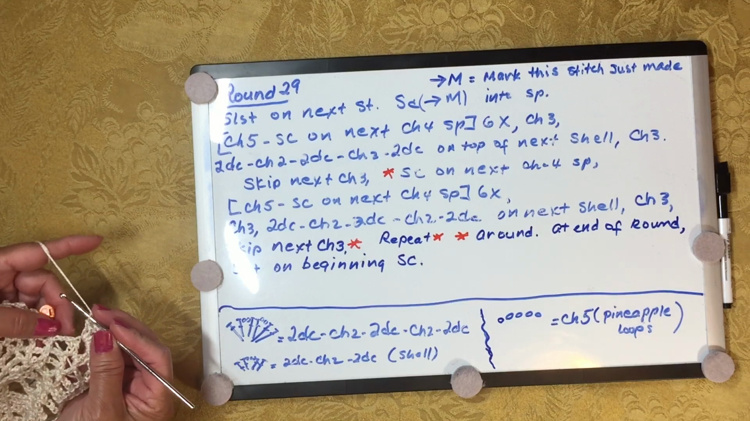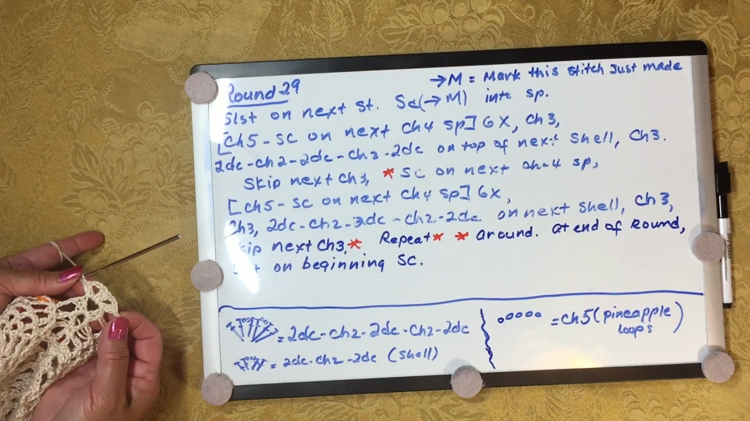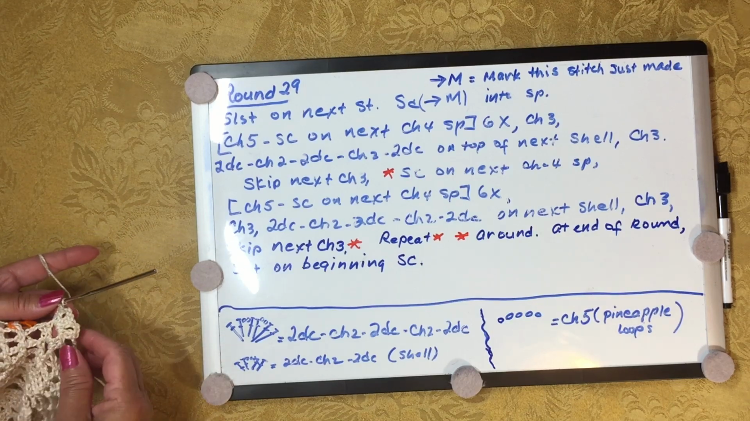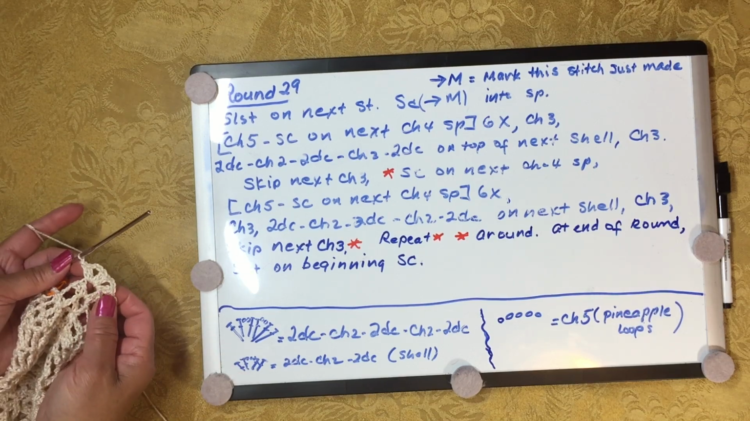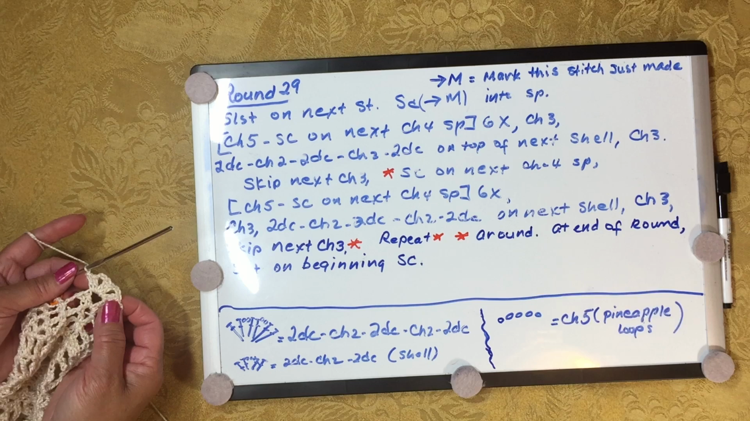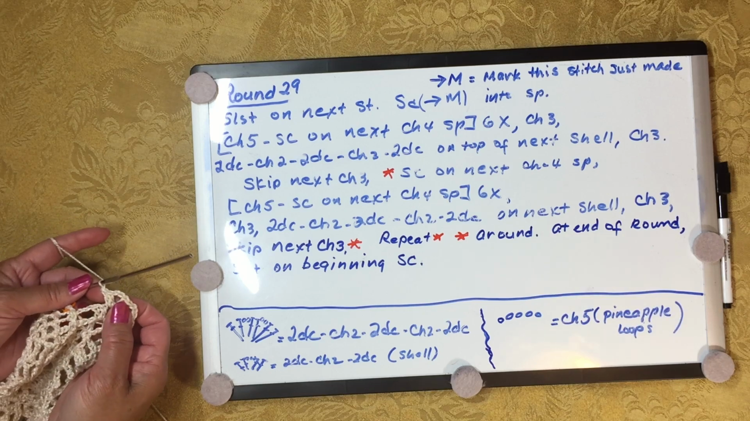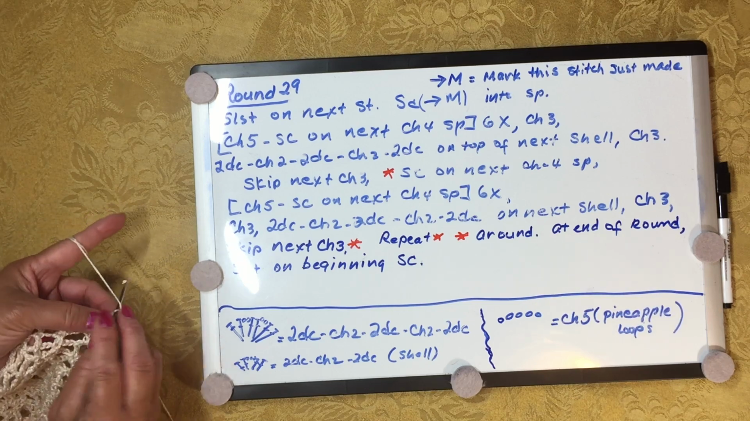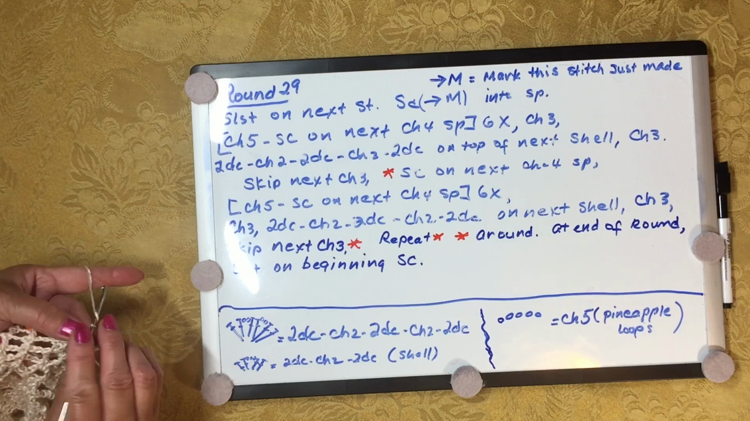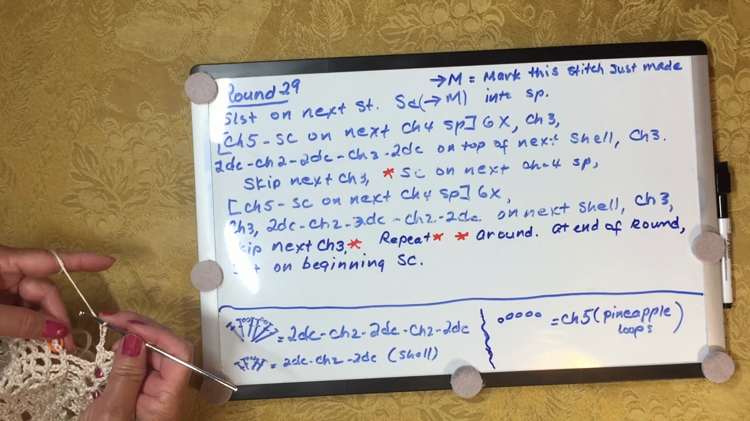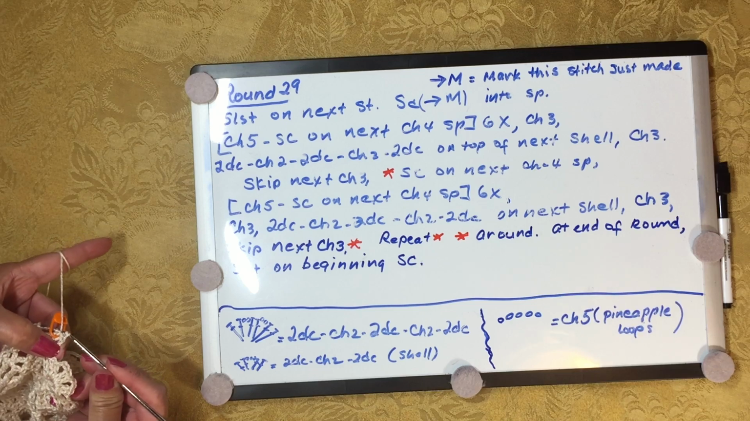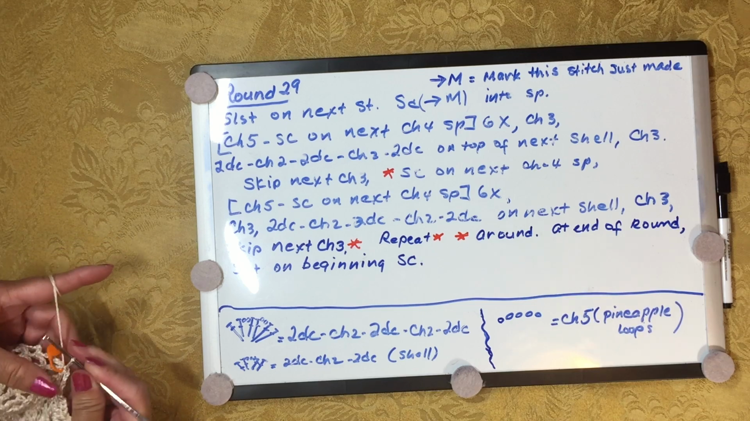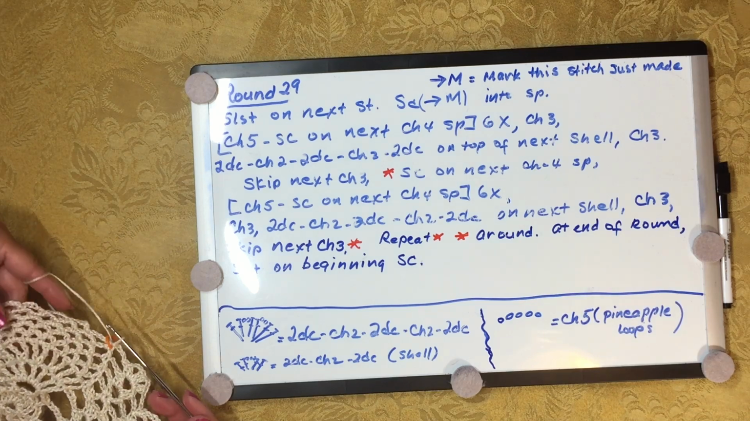So at the end of the round, after the last set of double crochet, 2 double crochet, chain 2, 2 double crochet, chain 2, we chain 3, 1, 2, 3, and slip stitch on the marked stitch. And that's the end of round 29.